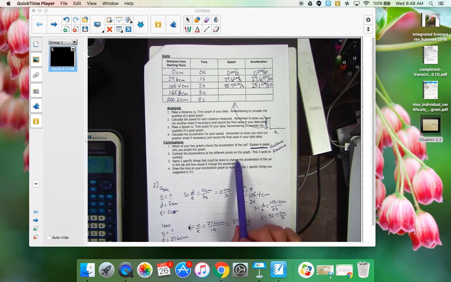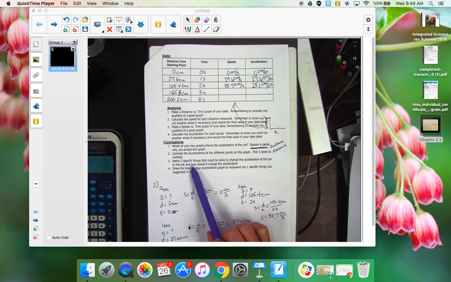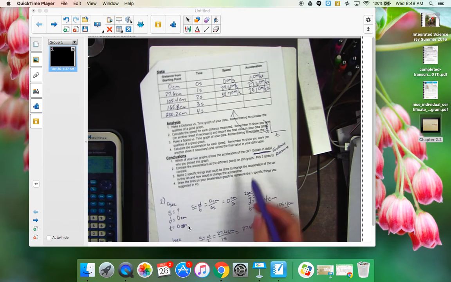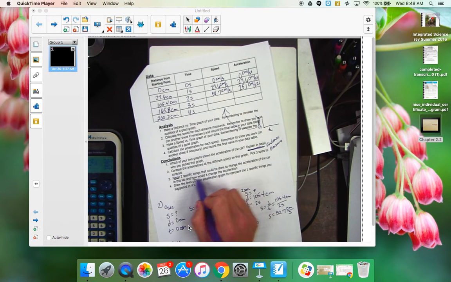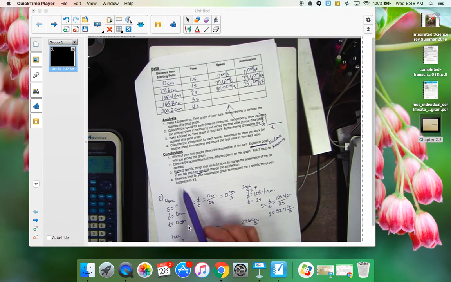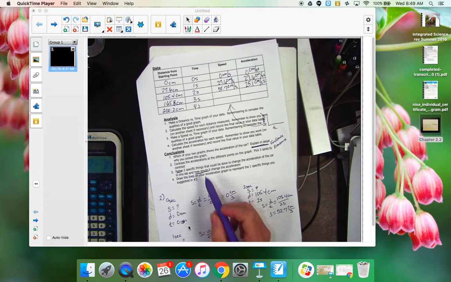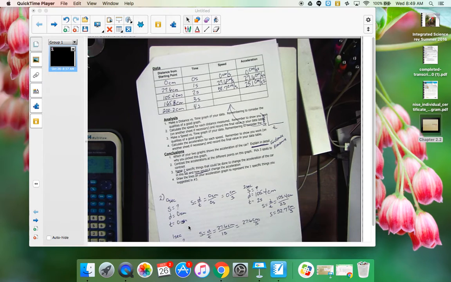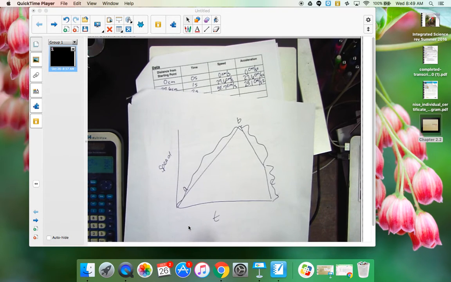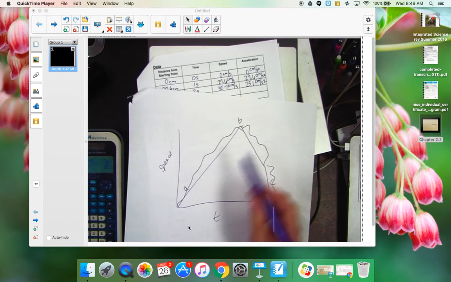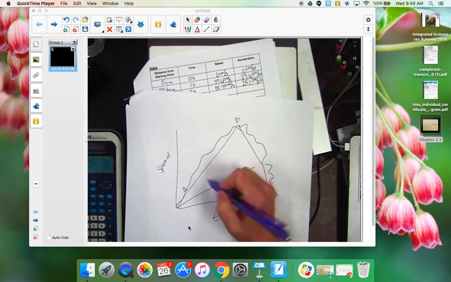Name 2 specific things that could be done to change the acceleration of the car in this lab, and then make sure to tell me how that would change its acceleration. So name and what would happen. Okay, and then number 4, drawing lines on your acceleration graph to represent one specific thing you suggested in 3. So out of these 2 items that you suggested, I need you to come back to your graph and tell me how would that change the acceleration. Okay, so this is my change line.